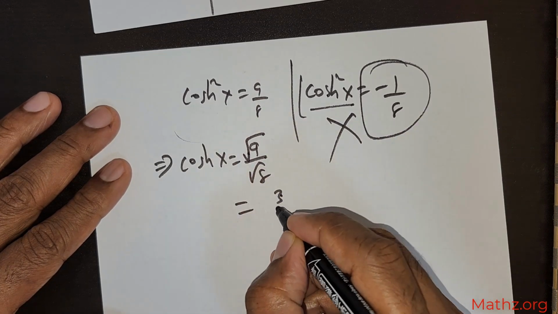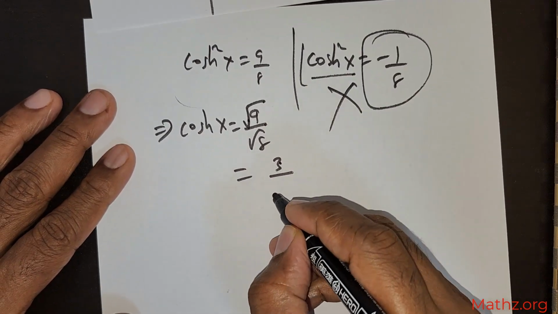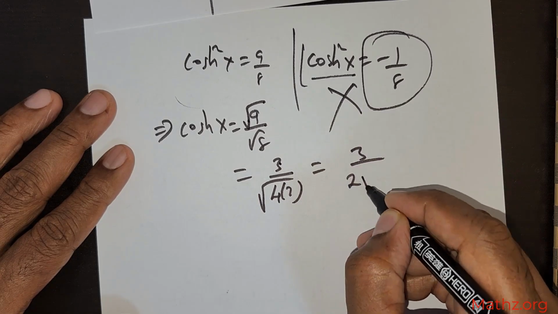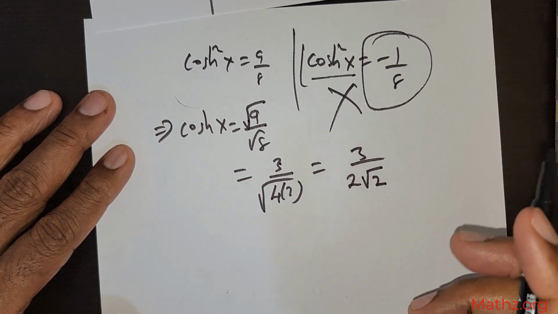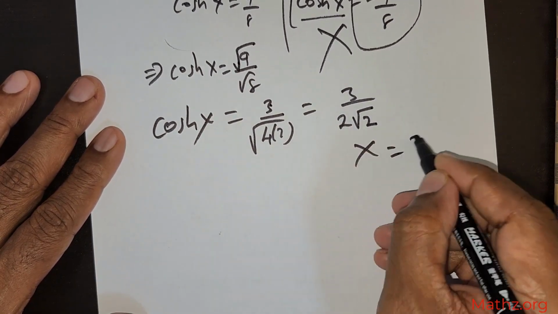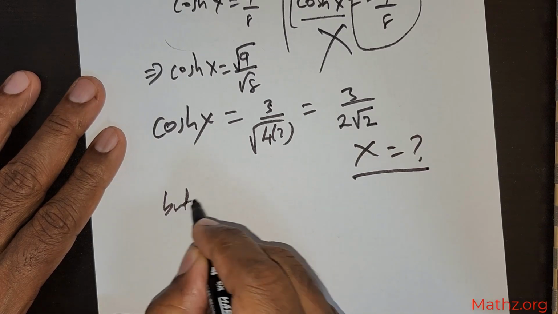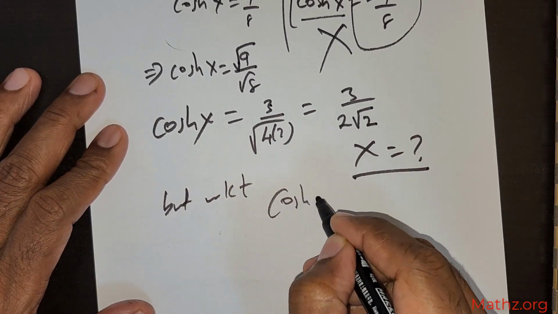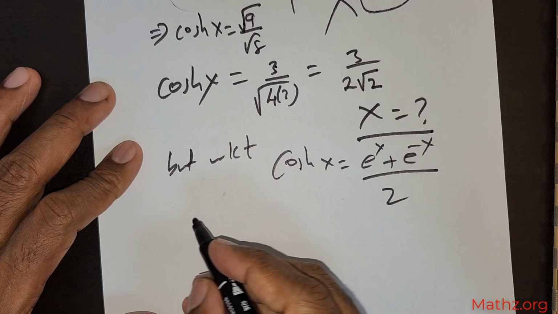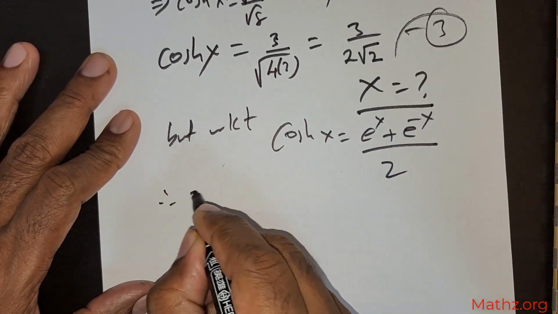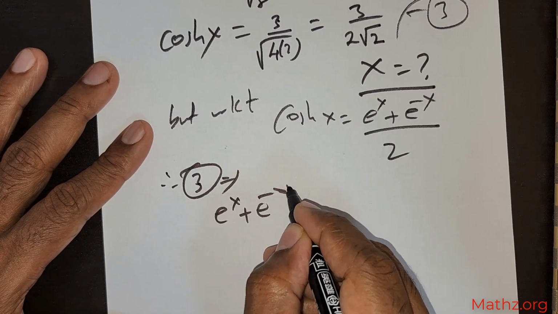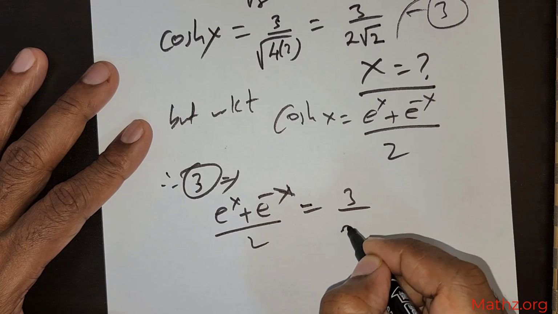Actually root of 9, so it's going to be 3 over root of 8, which is 4 times 2, I have a square root, so it's going to be 3 over 2 times root 2. Right, so this is my cos x, but the requirement is x, but we know that cos x is e raised to the power of x, positive e raised to the power of negative x, divided by 2. So substitute that there. So 3 over 2 times root 2 is equal to e raised to the power of x, positive e raised to the power of negative x, divided by 2.